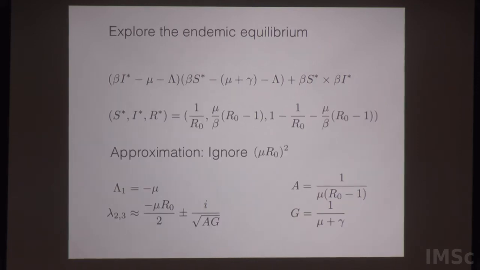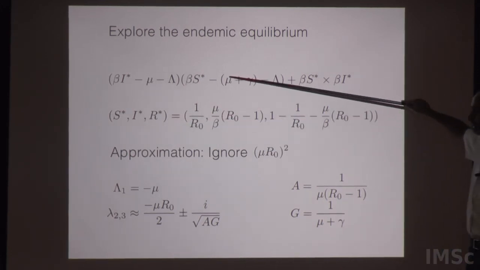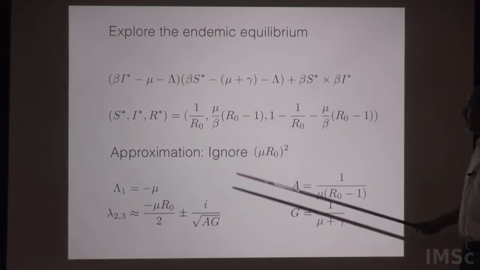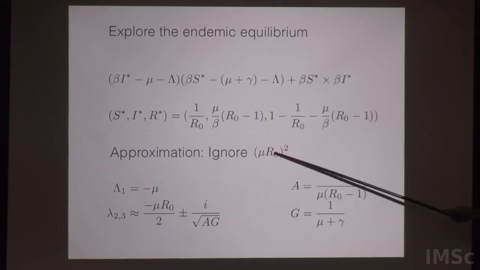Okay. So now we can look at the endemic equilibrium, and there I put in the values of S star, I star and R star. I put them back here and calculate. As I said, this is now a complicated quadratic equation. It usually does not have much insight. You can write it down and calculate it by hand if you wanted to. But a nice approximation is one in which you ignore mu R naught squared. Often that is the right approximation to make.